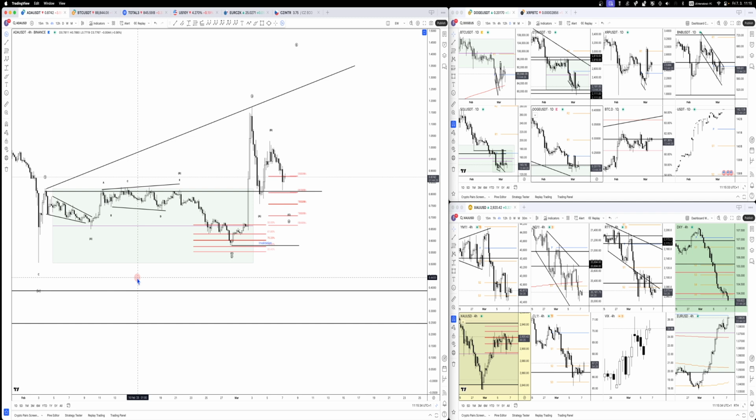Now, what we have here, since the bottom, is a 1, 2, 3 for 1. You have an A, B, C for 2. Notice how the A part was a leading diagonal, a proper one, meaning a contracting one. The B wave was an expanding triangle, and the C leg was a classic impulse.